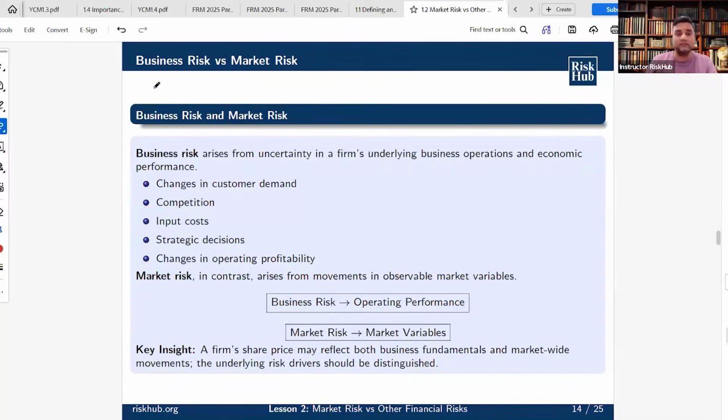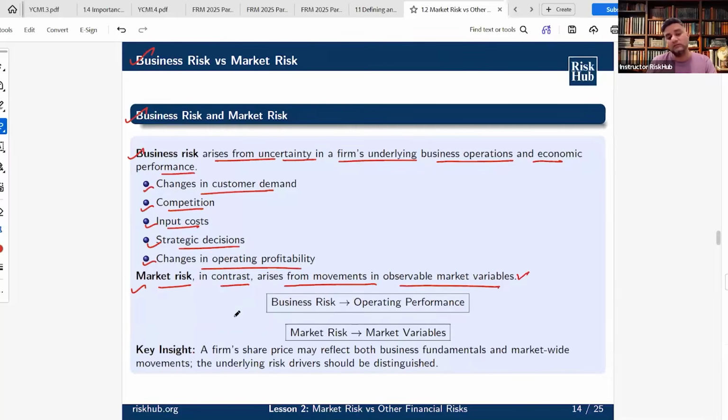Then we go to the next part, which is business risk versus market risk. Business risk arises from uncertainty in a firm's underlying business operations and economic performance: changes in customer demand, competition, input cost, strategic decisions, and changes in operating profitability. Market risk, in contrast, arises from movements in observable market variables. Business risk leads to operating performance. Market risk implies market variables. The key insight is that a firm's share price may reflect both business fundamentals and market-wide movements. The underlying risk drivers should be distinguished.